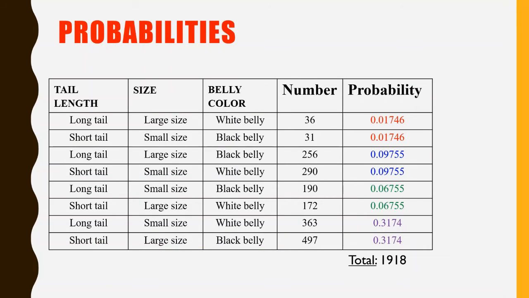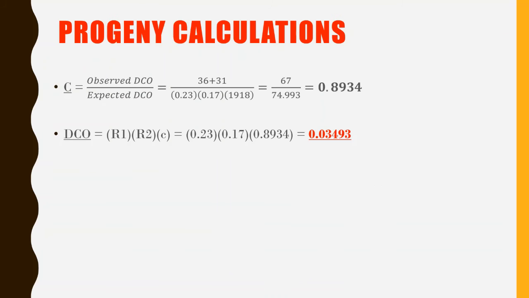We can also calculate the probabilities of each progeny occurring. We multiply each progeny by 1/2 to account for both alleles and get the probability for each recombinant type. In order to calculate the double crossover, we calculate the coefficient of confidence first. Then we multiply R1 times R2 times the coefficient of confidence to find the double crossover.